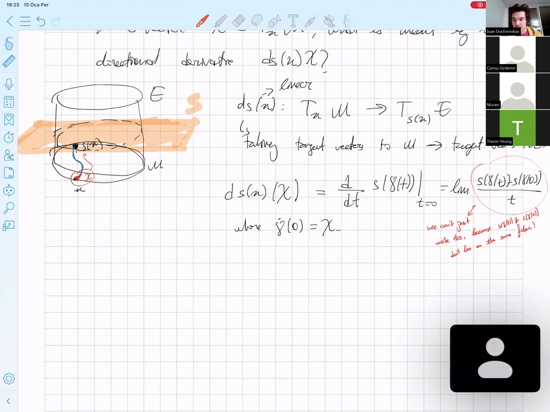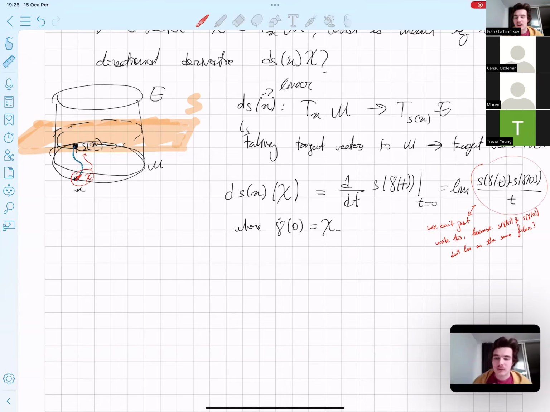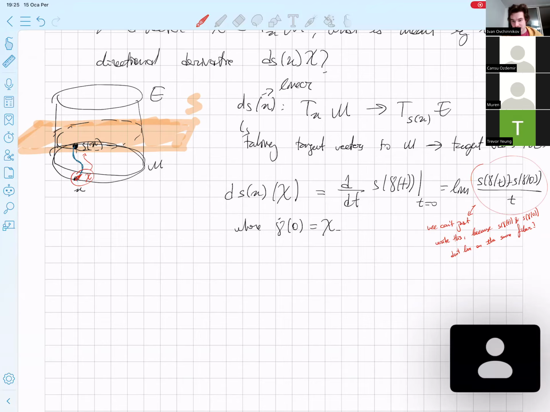Does the statement make sense? Yes, the subtraction makes sense. Suppose gamma of t and gamma of 0 are different points. This means that S of gamma of 0 is a vector in the fiber above gamma of 0, and S of gamma of t is a vector in the fiber above gamma of t. What does it mean to subtract those two things?